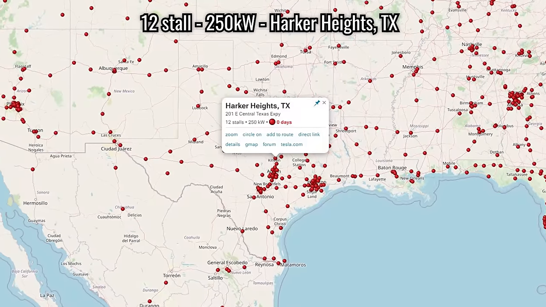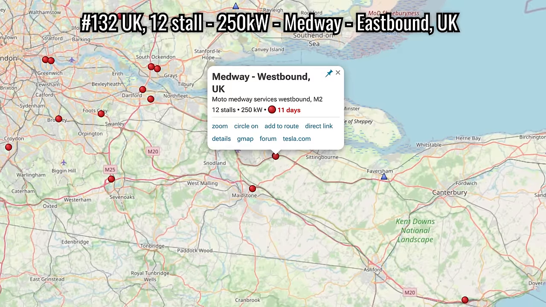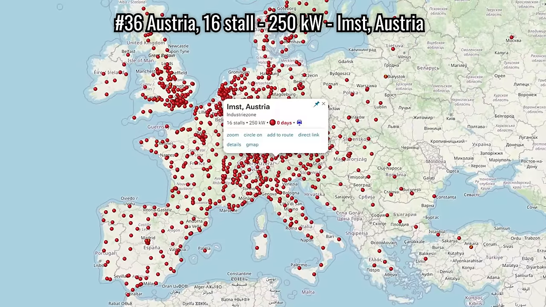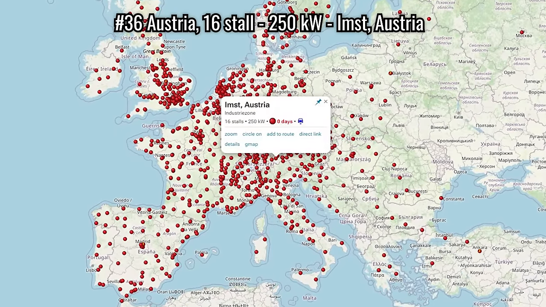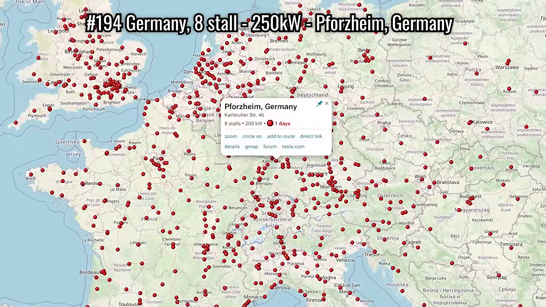The 12 stall in Harker Heights, Texas. At number 155 in Texas, the 12 stall in Irving. Number 132 in the UK is the 12 stall at Medway Eastbound, UK. Got number 36 in Austria, the 16 stall in Imst, Austria. Number 194 in Germany is the 8 stall in Forchheim, Germany.